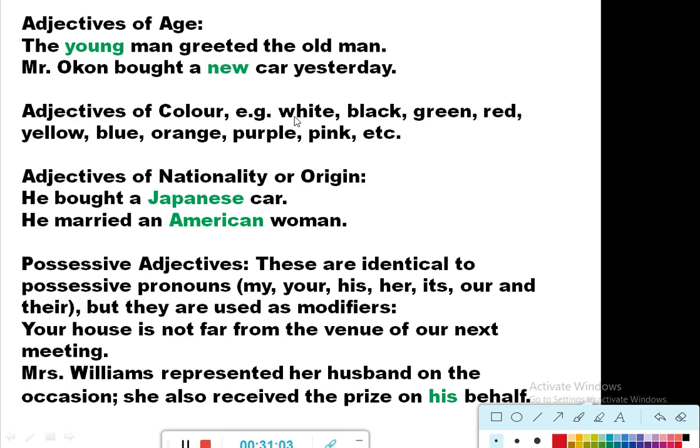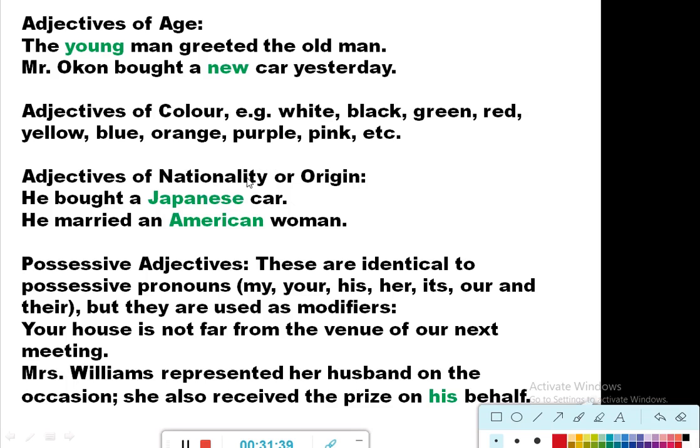Adjectives of color, e.g. white, black, green, red, yellow, blue, orange, purple, pink, etc. We can say, well, it is a blue car, or it is a green car, or it is a white car. Adjectives of nationality or origin. He bought a Japanese car, telling us the origin of the car or where the car comes from. The origin now is Japanese. When we talk of car, we talk of the origin.